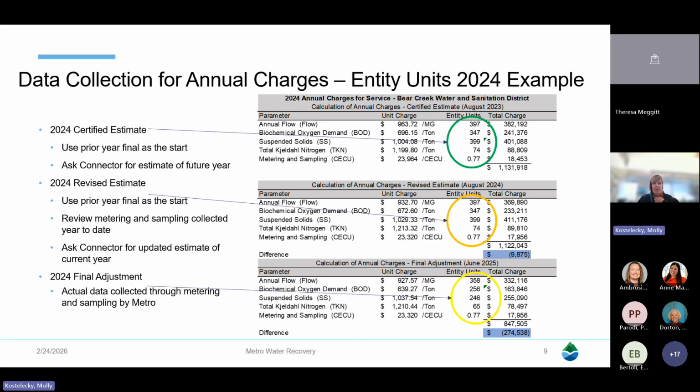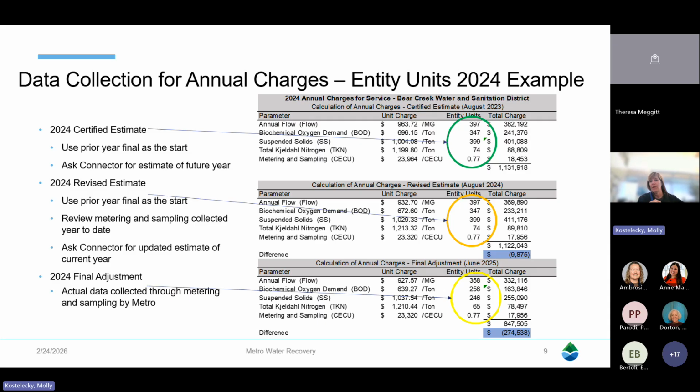So here's that same example here for the total number of units. You can see how the units will change. In fact, this is Bear Creek. I'm picking on Bear Creek Water and Sanitation District. You can see how their total units changed over time with that final adjustment. Those first 2 numbers, the estimates, are the same, but when we came back in and actually looked at their total actual flow, it was different. And so you can see they had some adjustments to their annual charges over time.